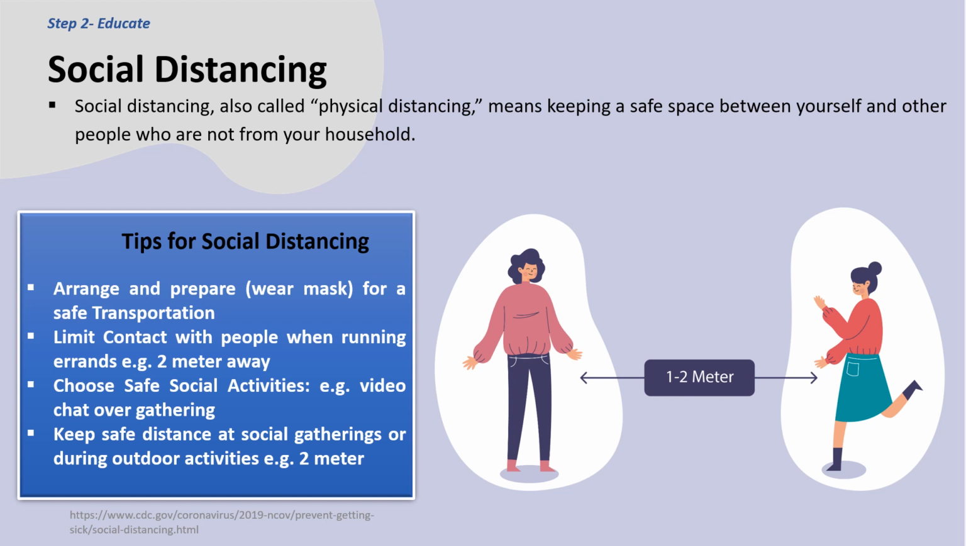Social distancing. Social distancing, also called physical distancing, means keeping a safe space between yourself and other people who are not from your household. Tips for social distancing. Arrange and prepare, wear a mask, for safe transportation. Limit contact with people when running errands, for example 2 meters away. Choose safe social activities, for example video chat over gathering. Keep a safe distance at social gatherings or during outdoor activities, for example 2 meters.